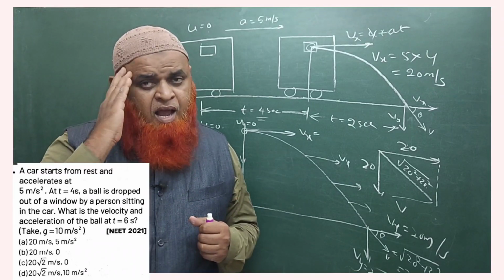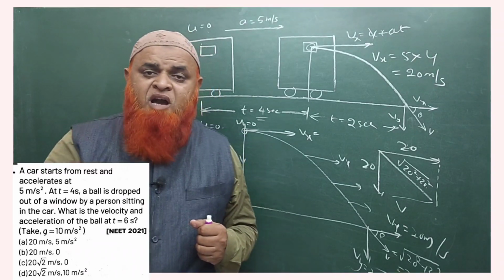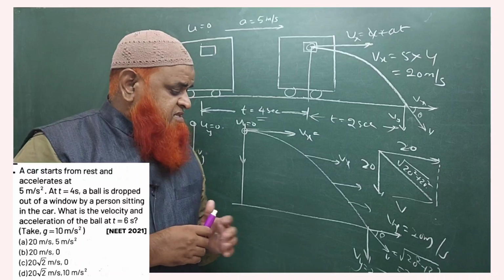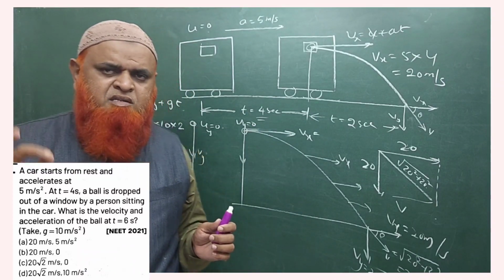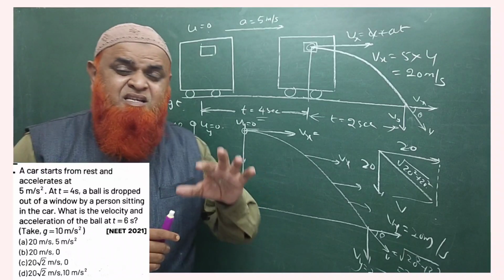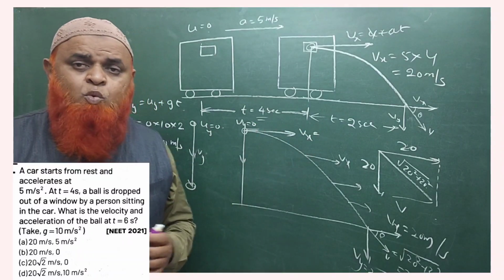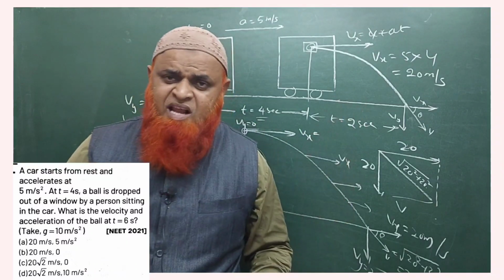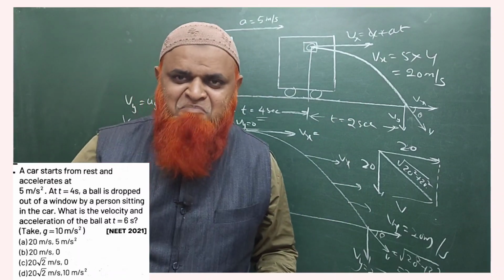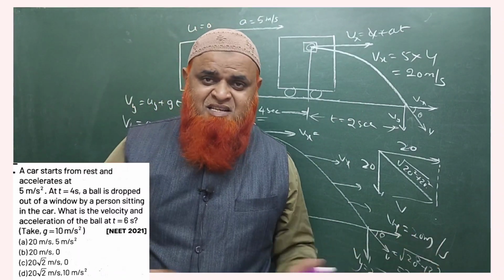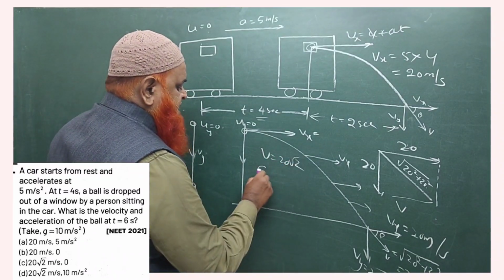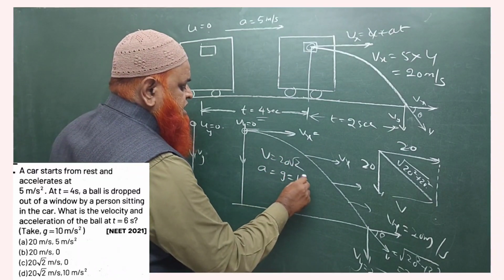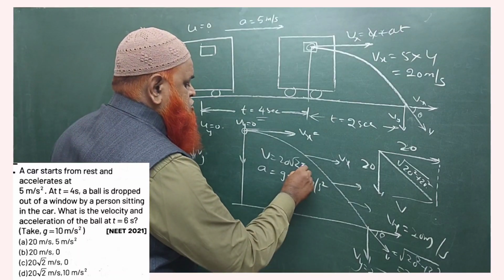But really, I felt that the question which should be asked in IIT has been asked in NEET. Anyhow, hope you have understood this one. It's a beautiful question. So he's asking us to find the acceleration also. Once a ball is thrown, what should be the acceleration? Acceleration is nothing but acceleration due to gravity. That's it. So we got the velocity as 20 root 2 and the acceleration is g, which is taken as 10 meters per second square.